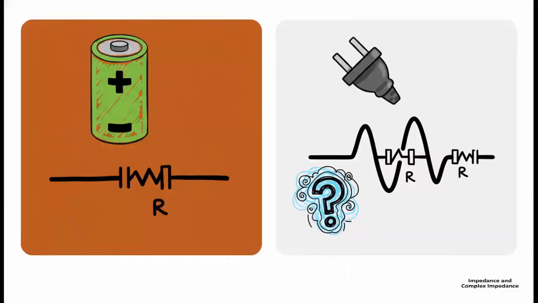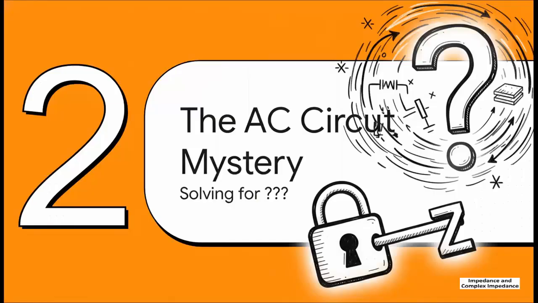Yeah, this slide pretty much nails the whole problem, doesn't it? In the simple DC world, opposition is just resistance, which we call R. But over in the AC world, we know resistance is there, but it's not the whole story. That big question mark? That's exactly what we're here to figure out. So let's crack this case.